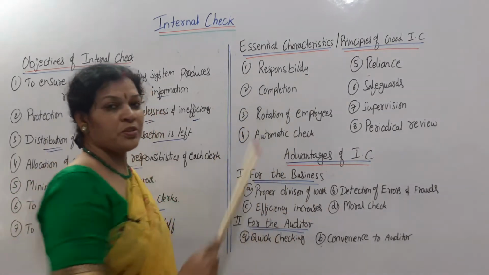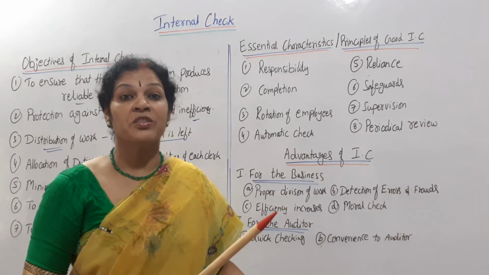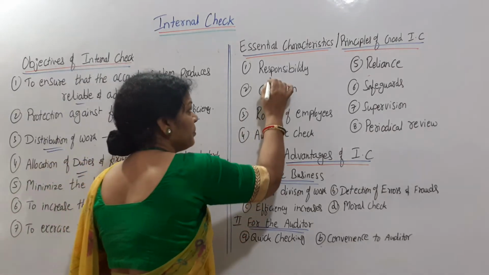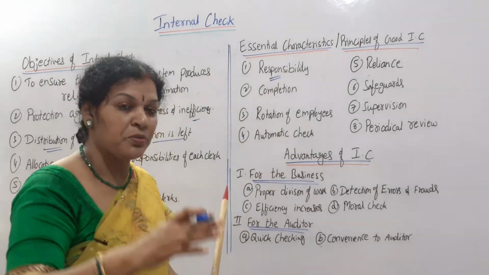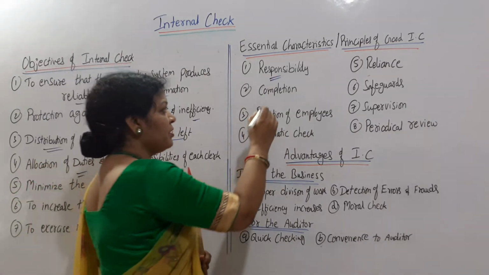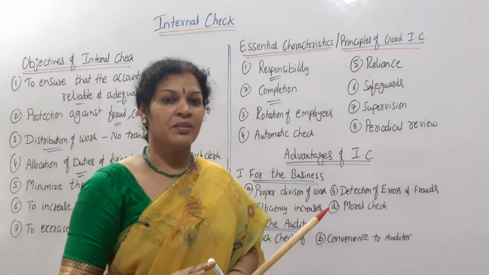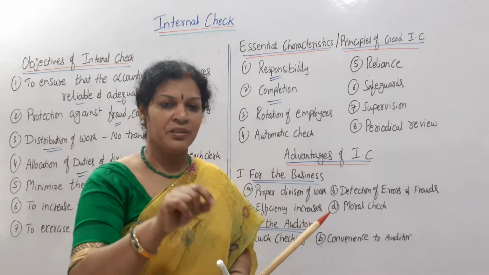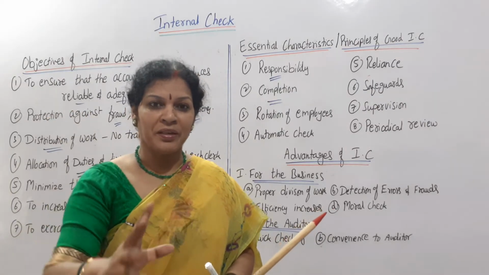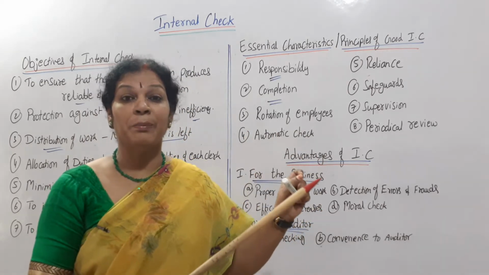First one is responsibility. We are fixing up the responsibility. Unless you fix up the responsibilities on the clerks, they won't work, they won't accept it. That is why fix up the responsibility. Fixing up the responsibility is important in the internal check system, as we have discussed now. In the same way, completion. Give them a task, give them a work, and fix a particular time. Within that time, you have to complete the work. When you fix completion of a particular work at a particular time, the transactions and the work will be completed without any delay.